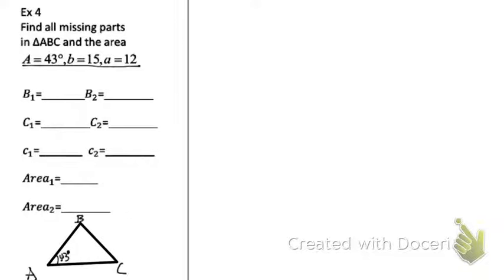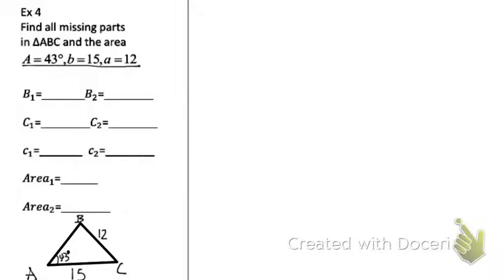Side B is 15, and side A is 12. So this is angle side side. So two triangles might exist. Remember, there can be three situations out of this. Two triangles might exist, one triangle might exist, or no triangle exists at all.